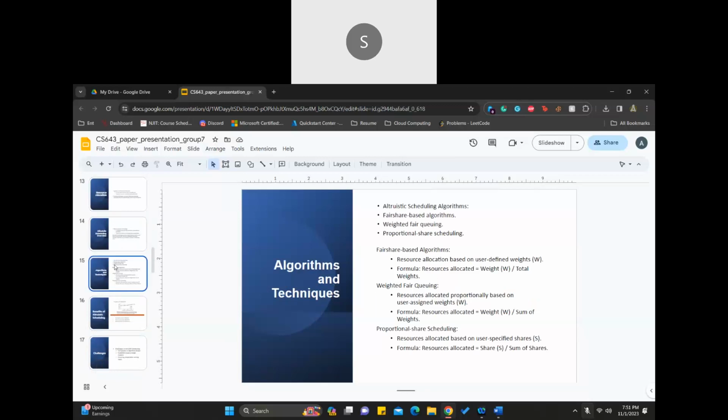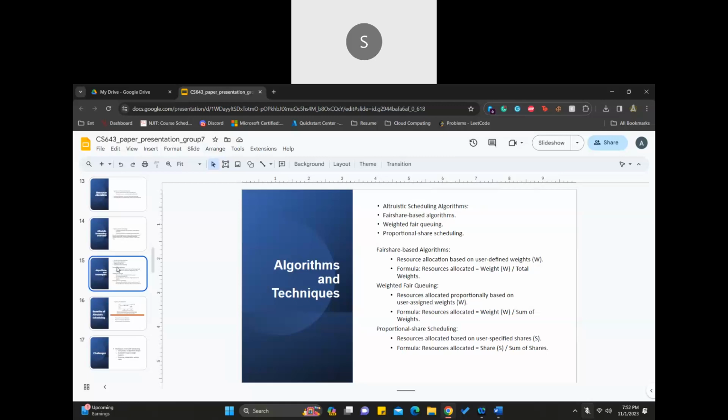Okay, slide 15 is algorithm and technique. The matrix scheduling algorithm is a fair share based algorithm with fair queuing and proportional share scheduling, allocating resources based on user-defined weights. We have the formula and the key points: weight, fair queuing, and proportional share scheduling.